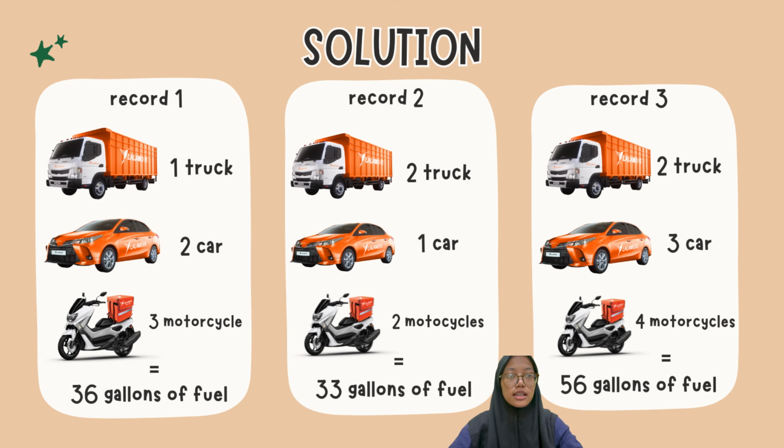From this slide, it shows the 3 records from 3 different delivery days. On the left side, record 1, we have 1 truck, 2 cars, and 3 motorcycles using 36 gallons of fuel. In the middle, record 2, 2 trucks, 1 car, and 2 motorcycles use 33 gallons of fuel. On the right side, we have record 3. It shows that 2 trucks, 3 cars, and 4 motorcycles use 56 gallons of fuel.